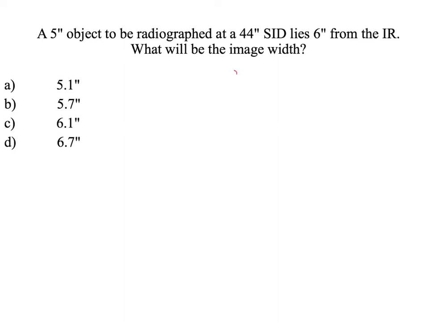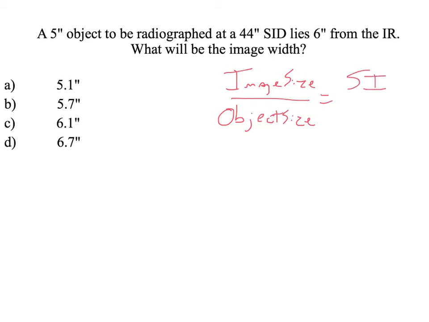Another way we can think about this formula, rather than the way that they've given us, is to say the image size over the object size equals SID over SOD, the source to object distance. Okay?